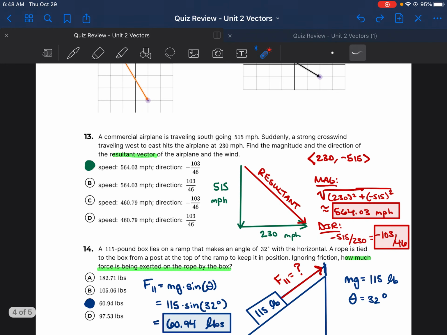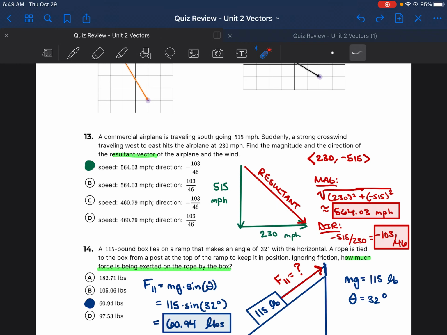In problem number 3, a commercial airplane is traveling south going 515 miles per hour. So I went ahead and drew my vector right there, going 515 miles per hour in the south direction. Suddenly, a strong crosswind traveling west to east hits the airplane at 230 miles per hour. So west to east, starting in the west, traveling to the east, we have the crosswind going 230 miles per hour. And we want to find the magnitude and direction of the resultant vector.